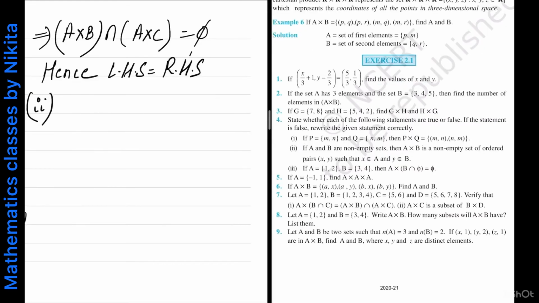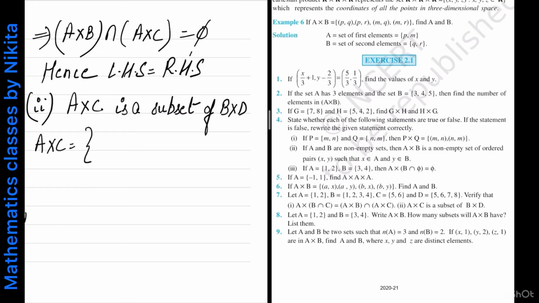In the second part you have to see whether A cross C is a subset of B cross D. So let us find A cross C and B cross D. Now A cross C, just see the sets A and C. Both have 2 elements. So A cross C will have 4 ordered pairs, and they are (1,5), (1,6), (2,5), (2,6).